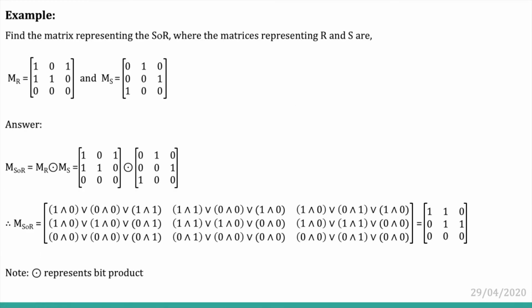When two relations R and S are given, and if they meet all the requisite conditions for finding the composite relation of R and S, then the matrix representation of this composite relation can be obtained by performing the bitwise product on the matrix representation of R and the matrix representation of S. Finding the bitwise product of two matrices is similar to finding the product of two matrices, where the multiplication is replaced by the AND operation and addition is replaced by the OR operation.